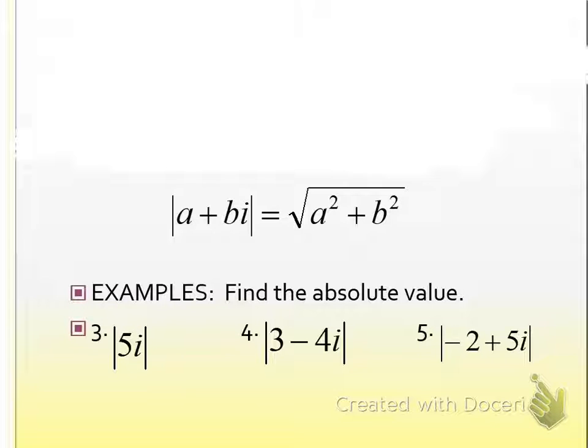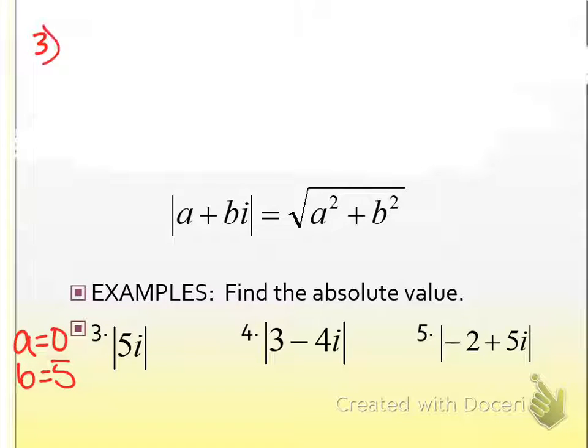All right, find the absolute value of 5i. In order to do these, we have to be able to identify the a and the b from these. On number 3, what do you think a equals? 0. There's nothing there. a equals 0. What does b equal? 5. Remember, the i is not included. So we are using this formula, square root of a squared plus b squared, to find the value of it.